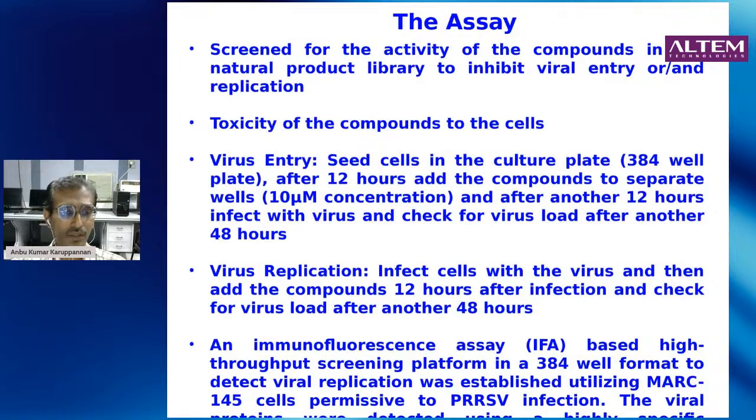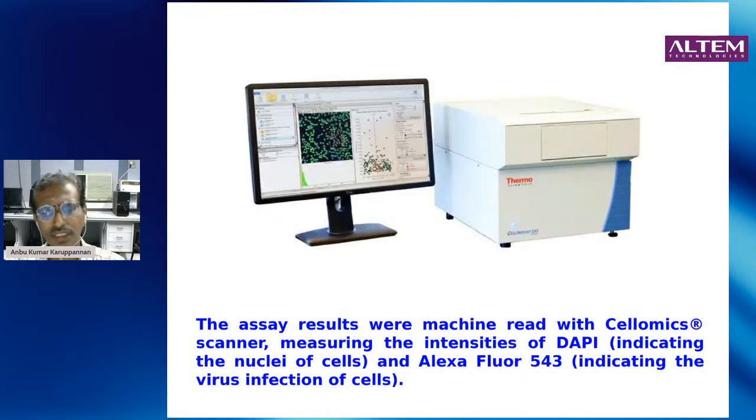And once the virus started replicating in the cells, the replication of the virus was identified using an immunofluorescence assay, and it was also done in an automated format. So this is the automated machine. It is called the Cellomics scanner. Now it is under Thermo Fisher management, and the Cellomics scanner can screen from 96 wells up to 384 wells in many different formats.